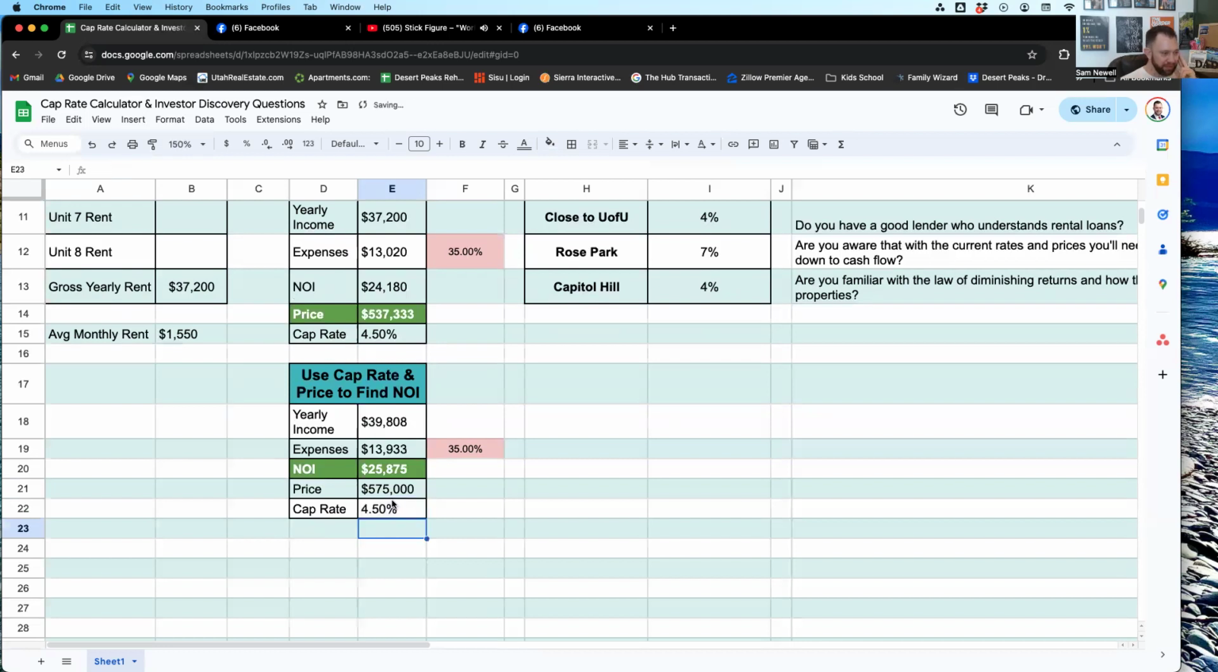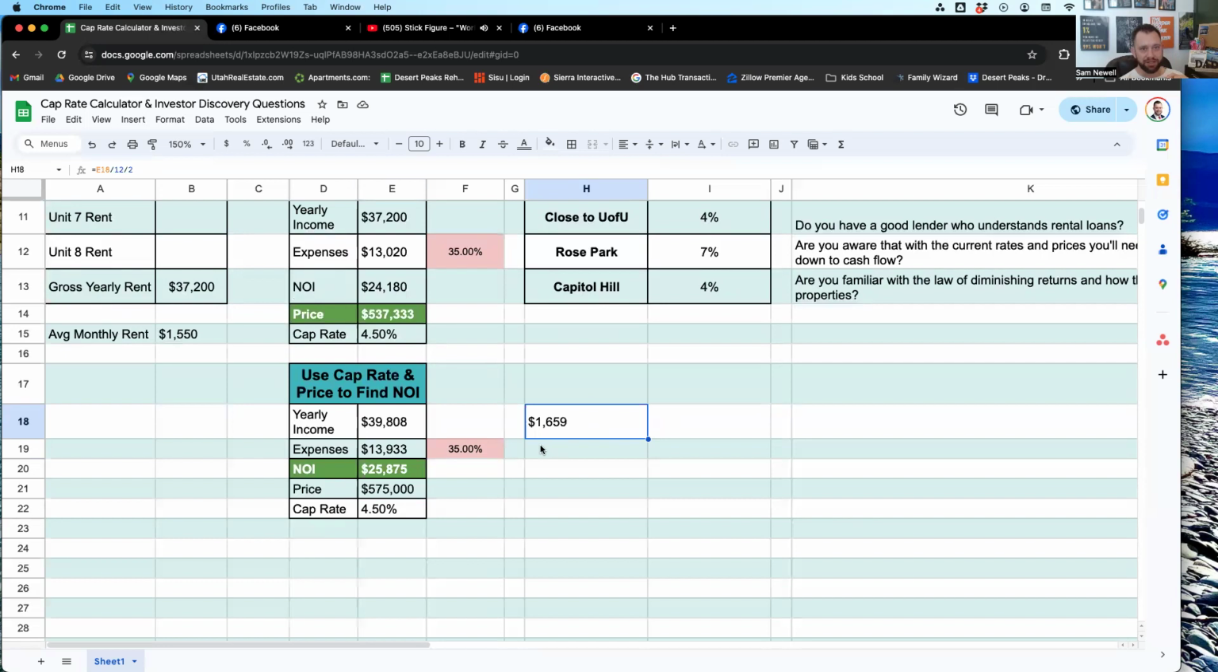At a 4.5% cap rate, their yearly income, and I guess I'll throw this out here, needs to be $39,808. Well, we're going to say equals this divided by 12 divided by 2. 2 units, 12 months. They need an average rent of $1,659. They're just not quite there.